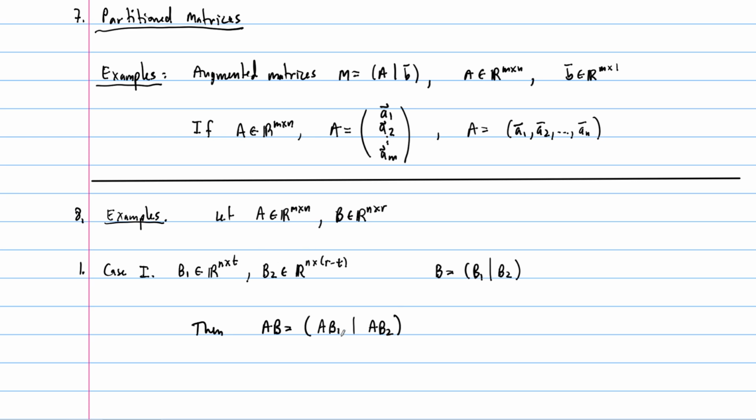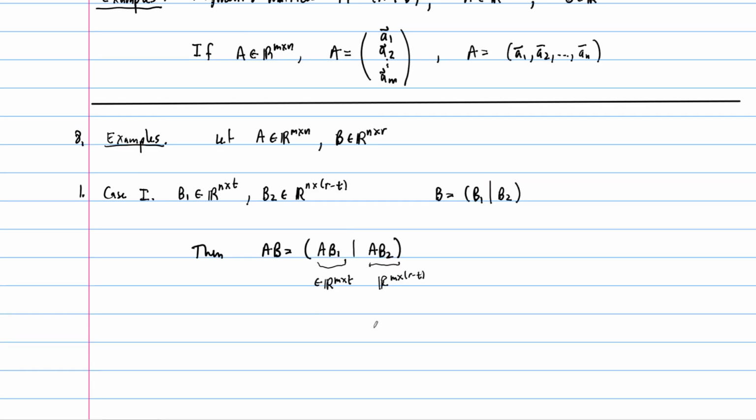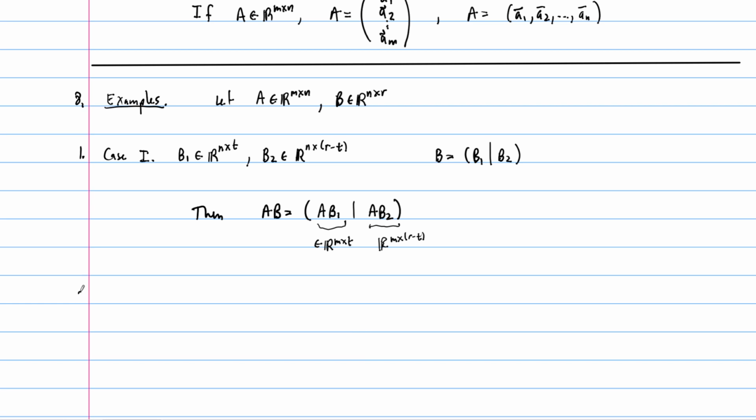And so this one is in R^(m by t), and this one is in R^(m by r minus t). And altogether the product is in R^(m by r), right? Which is what it has to be because it's still A times B. All right, so there's case 1.